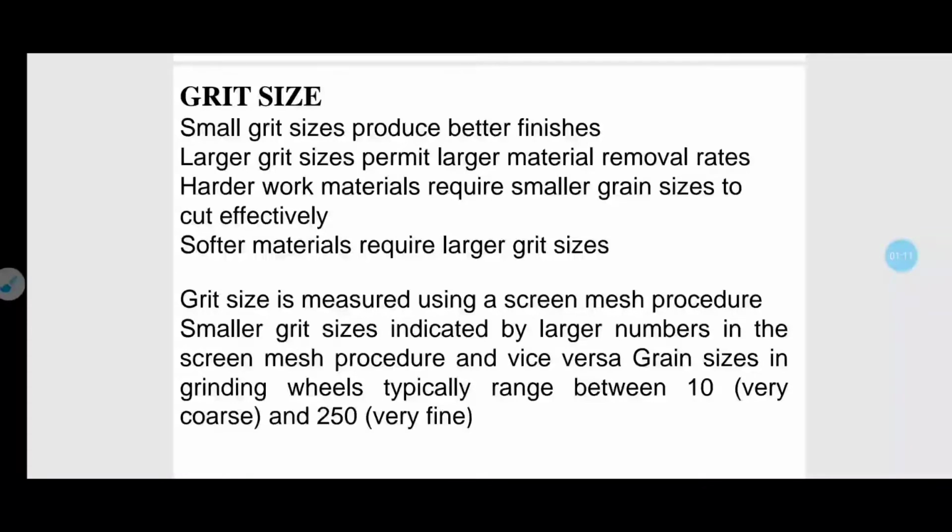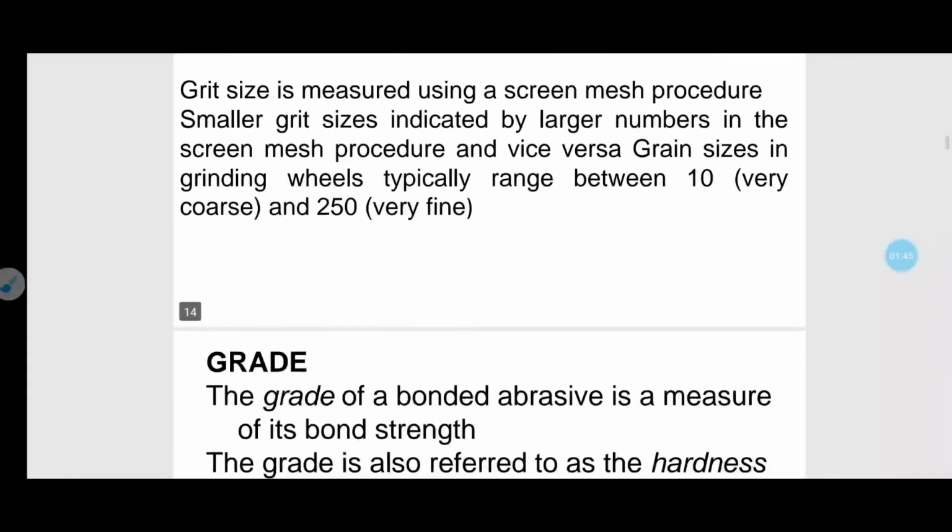The first one is the grit size. So what do you mean by grit size? Grit size is nothing but the size of the grit. A small grit size produces a better finish, and a larger grit size permits a larger material removal rate. Harder work materials require a smaller grain size to cut effectively, and softer materials require a larger grit size. Basically, the grit size is the size of the abrasive grains, which is fixed. So if the grit is smaller, we can use it for a better finish, and the larger one is used to remove excess material. So that's called grit size.